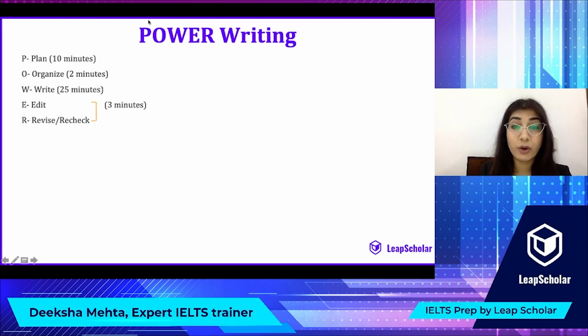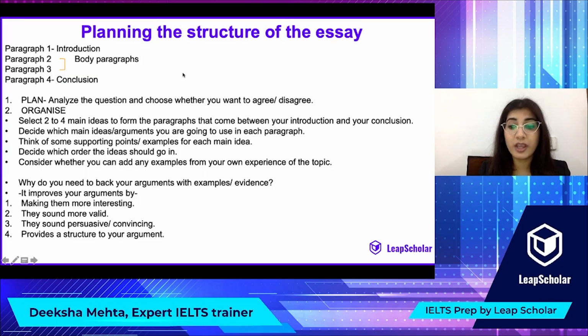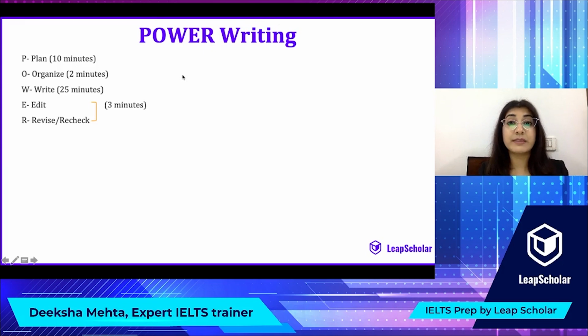So we would be following the power writing process. So what exactly is the power writing process? You're supposed to plan your essay. This should take around 10 minutes. Then you're supposed to organize your ideas, organize which idea goes in which paragraph. Then we write for 25 minutes and we keep 3 minutes for editing, for anything that we have missed out on, and for revising and rechecking our grammatical errors.